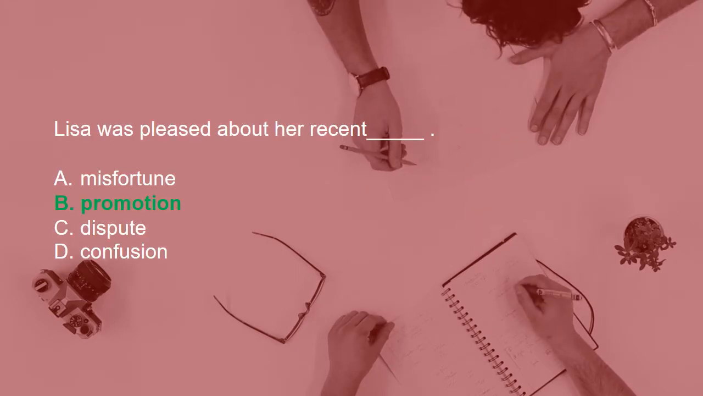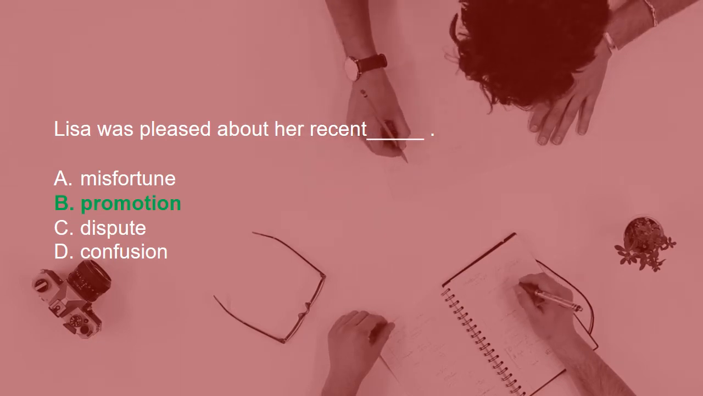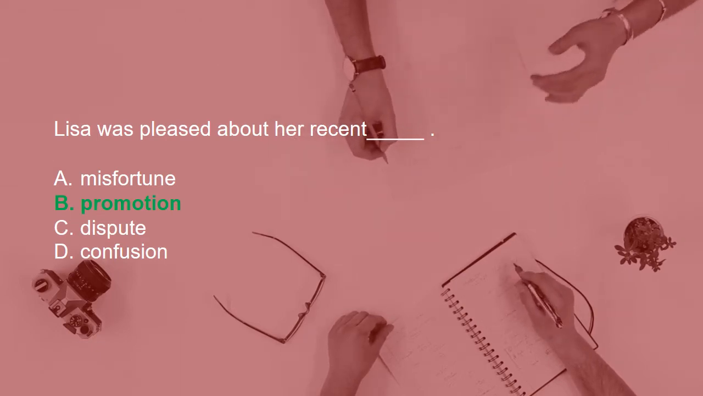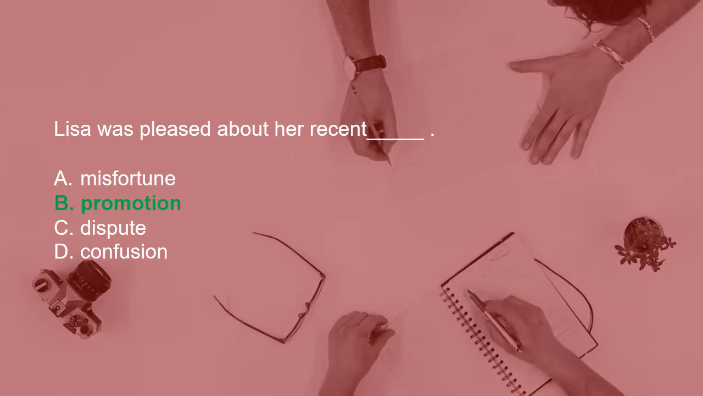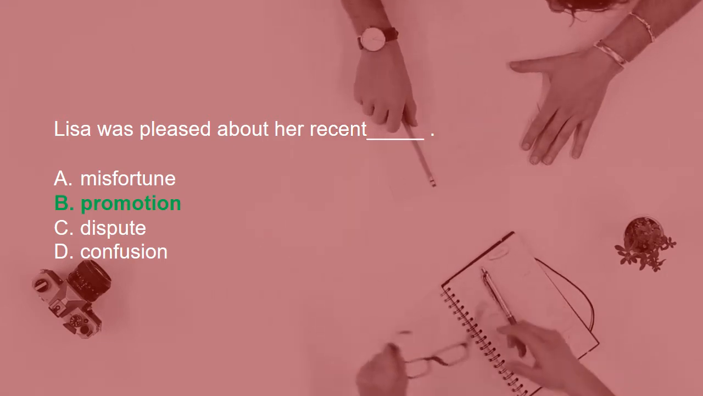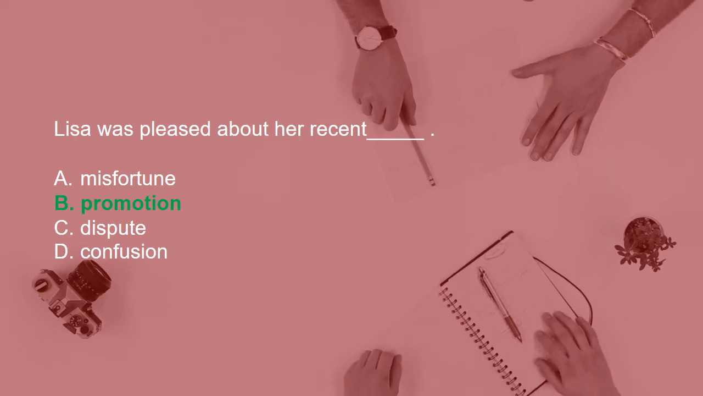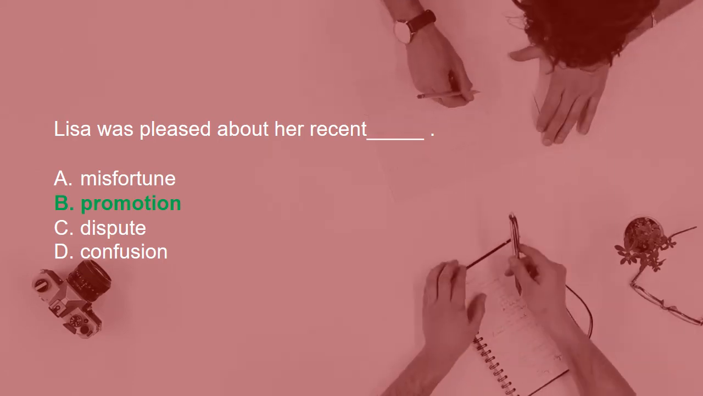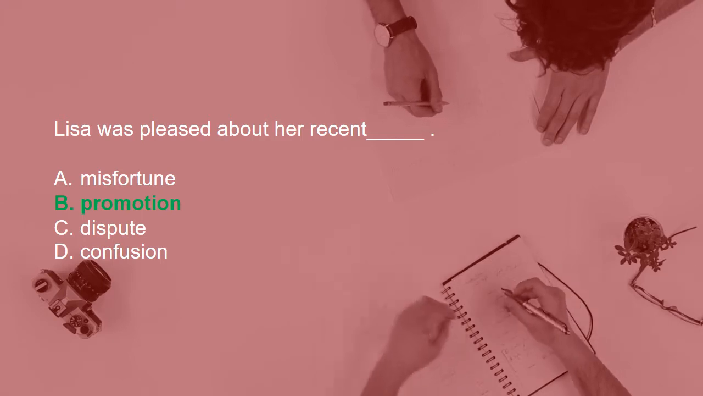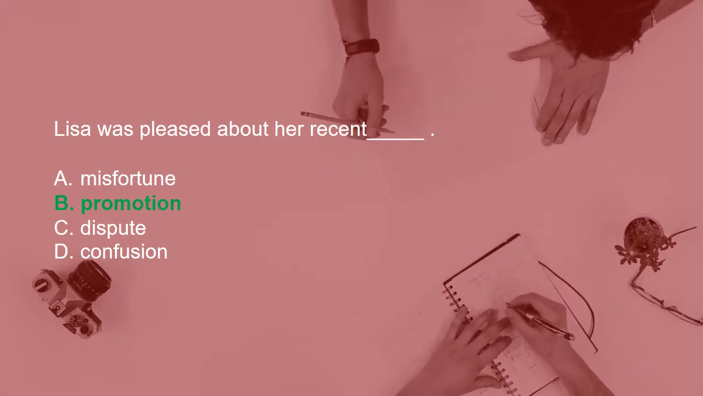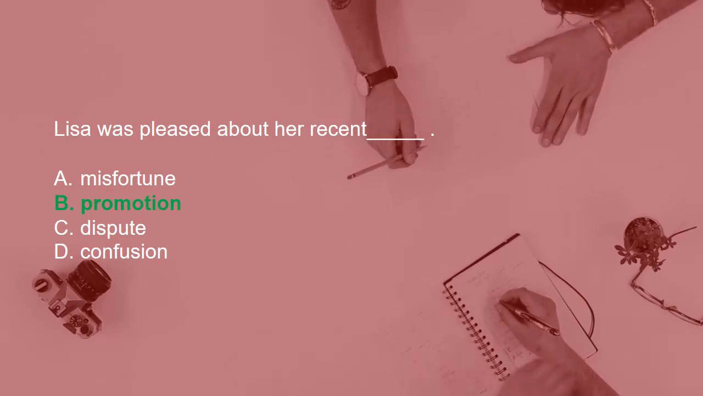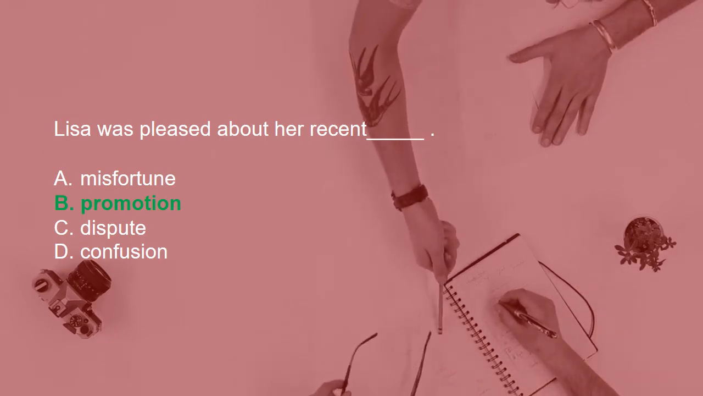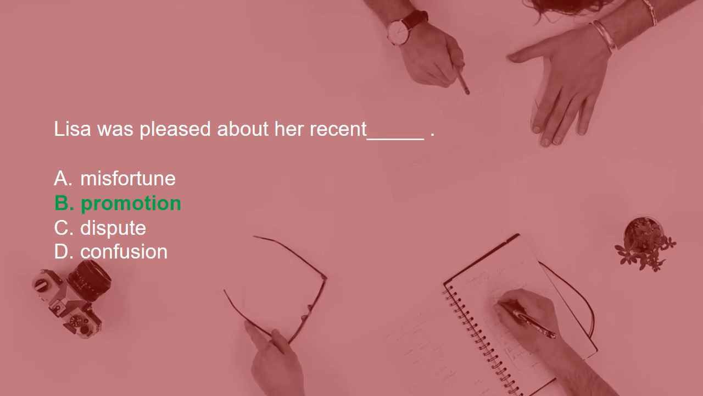Look at this example. Lisa was pleased about her recent misfortune, promotion, dispute, and confusion. So Lisa cannot be pleased about a misfortune or a dispute or a confusion. It's very clear. So obviously, here the answer should be promotion. She's pleased about the promotion. The other 3 options, no one would be pleased about a misfortune, dispute, or a confusion.